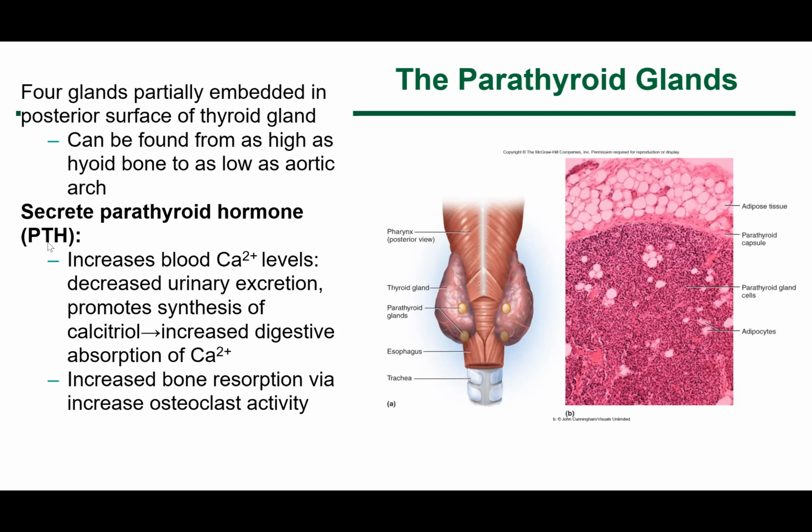So parathyroid hormone is an antagonist of calcitonin. So where calcitonin tones down blood calcium, parathyroid hormone increases blood calcium. And it does this through a variety of methods. One is preventing the urinary excretion. The other is promoting synthesis of the active form of vitamin D to facilitate calcium absorption. And the final one is they act on osteoclasts to cause harvesting of calcium from the bone and dumping it into the bloodstream.